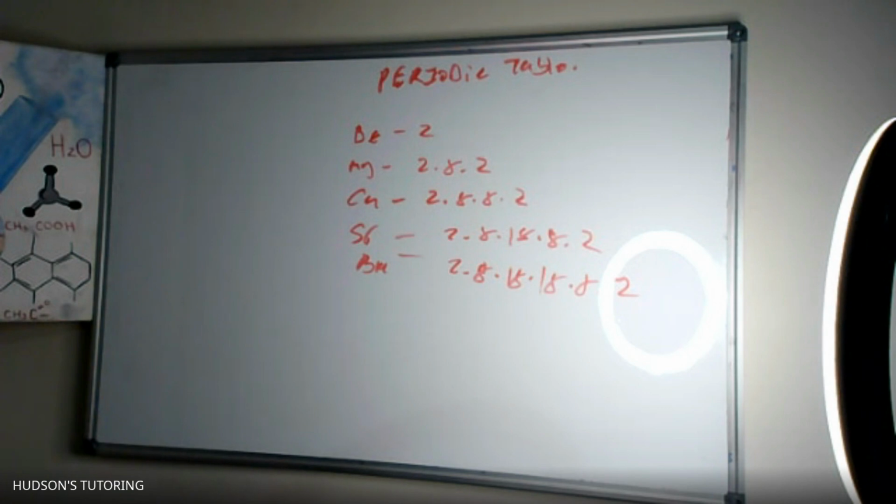Atomic radius increases going down the group. Next, the ionization energy decreases going down the group. You can add that. Another thing is that all elements here are metals.